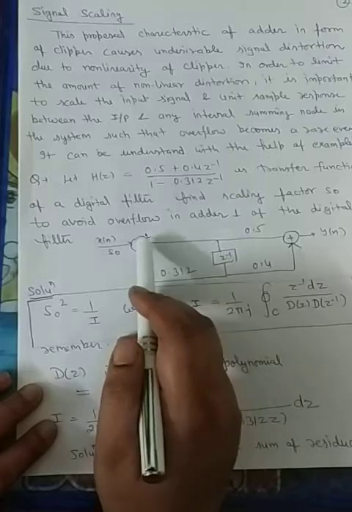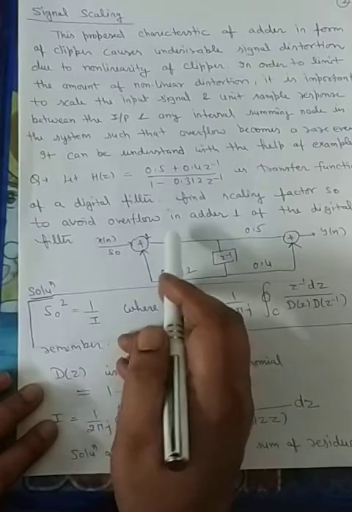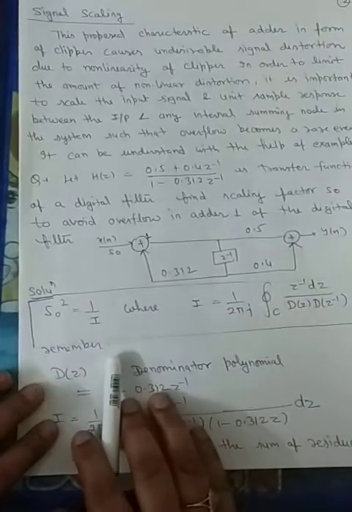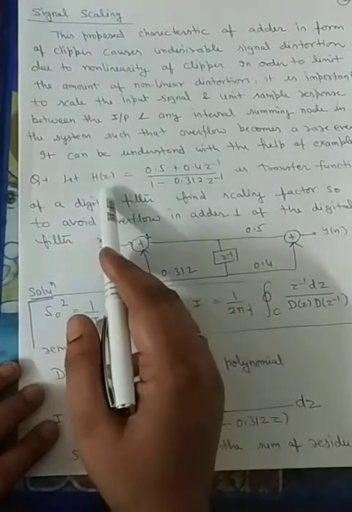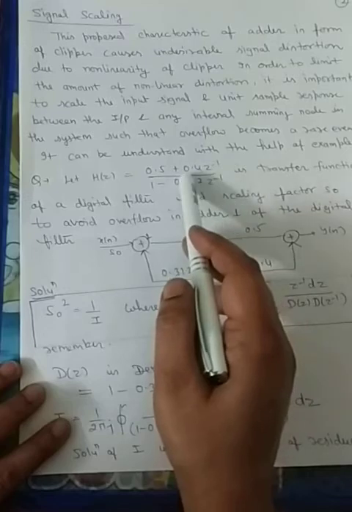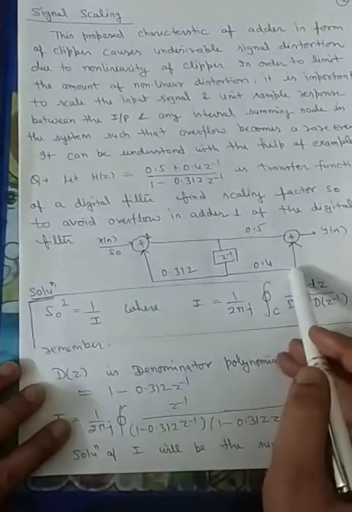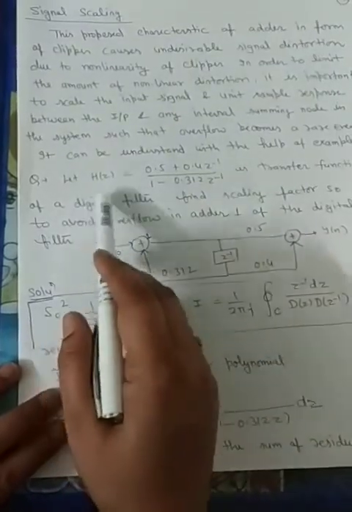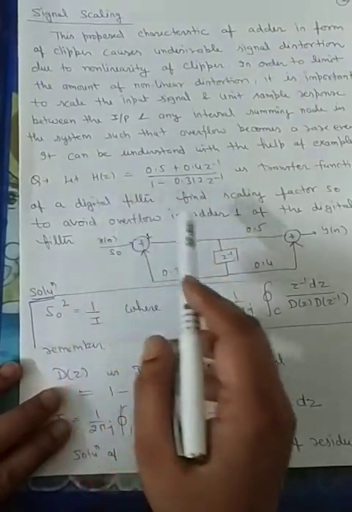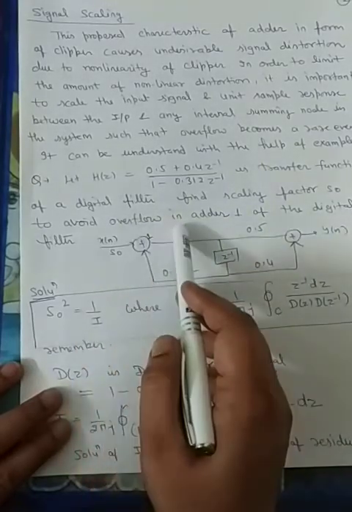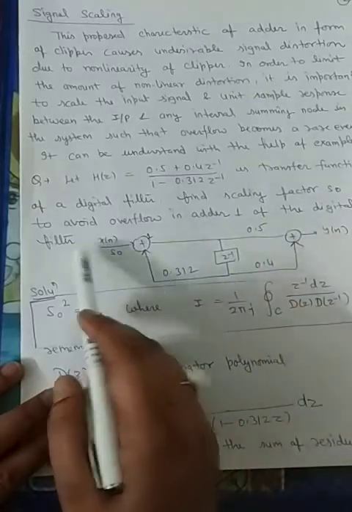This means the chances of overflow will be nullified. This can be better explained in this example where a transfer function is given, and from this transfer function you may easily draw the second order direct form structure. In this transfer function, you now have to find the scaling factor to avoid overflow at adder 1 of the digital filter.